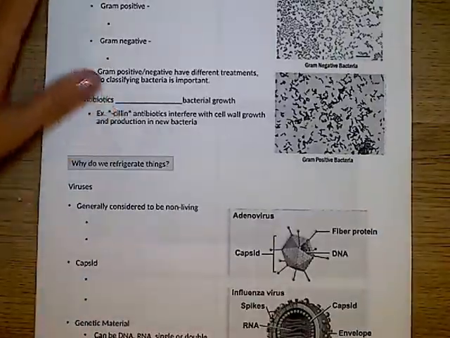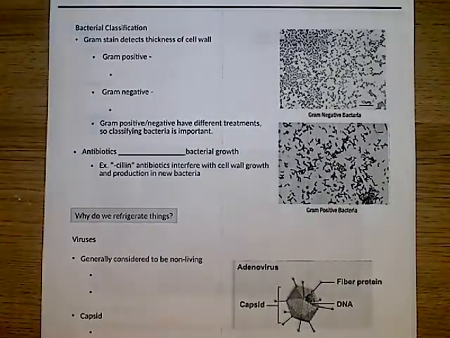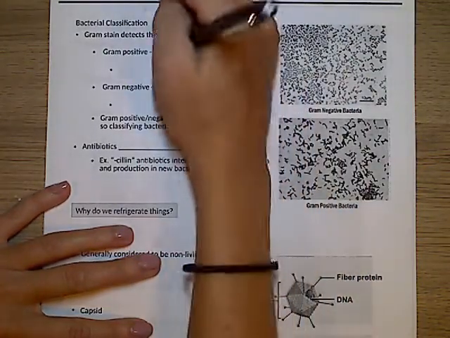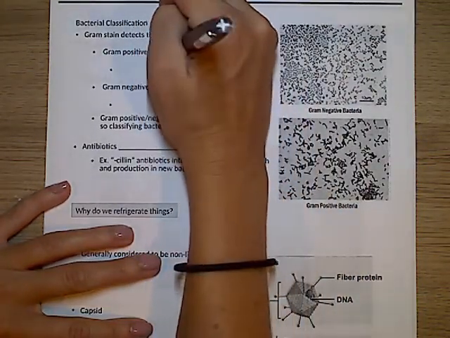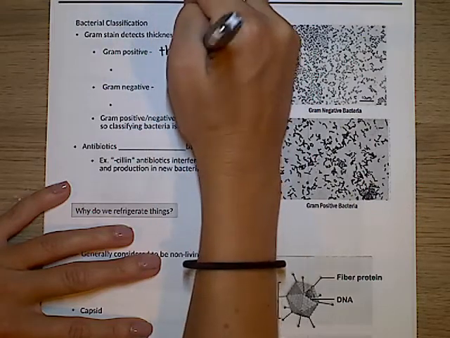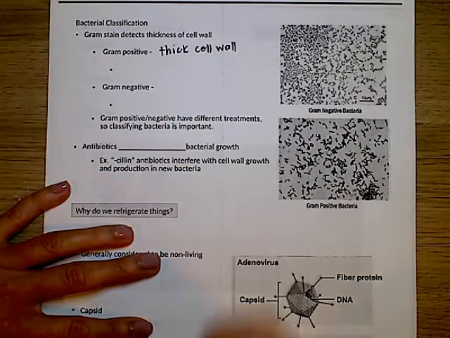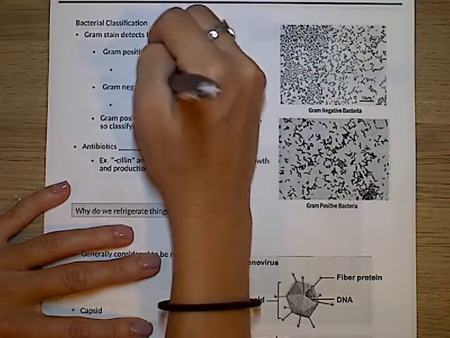And next we'll get into gram-positive and gram-negative. This is bacterial classification. And what a gram stain does is it detects the thickness of a cell wall. And if you ever take microbiology or have taken microbiology, this is a very simple explanation. But gram-positive bacteria have a thick cell wall. And gram-negative bacteria have a thin cell wall.